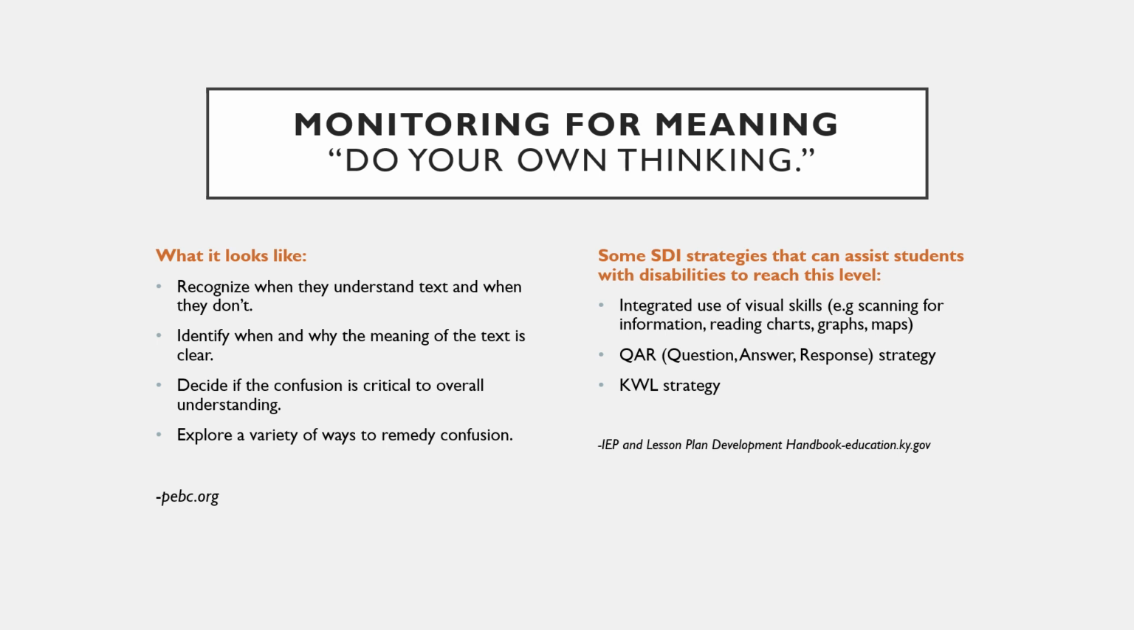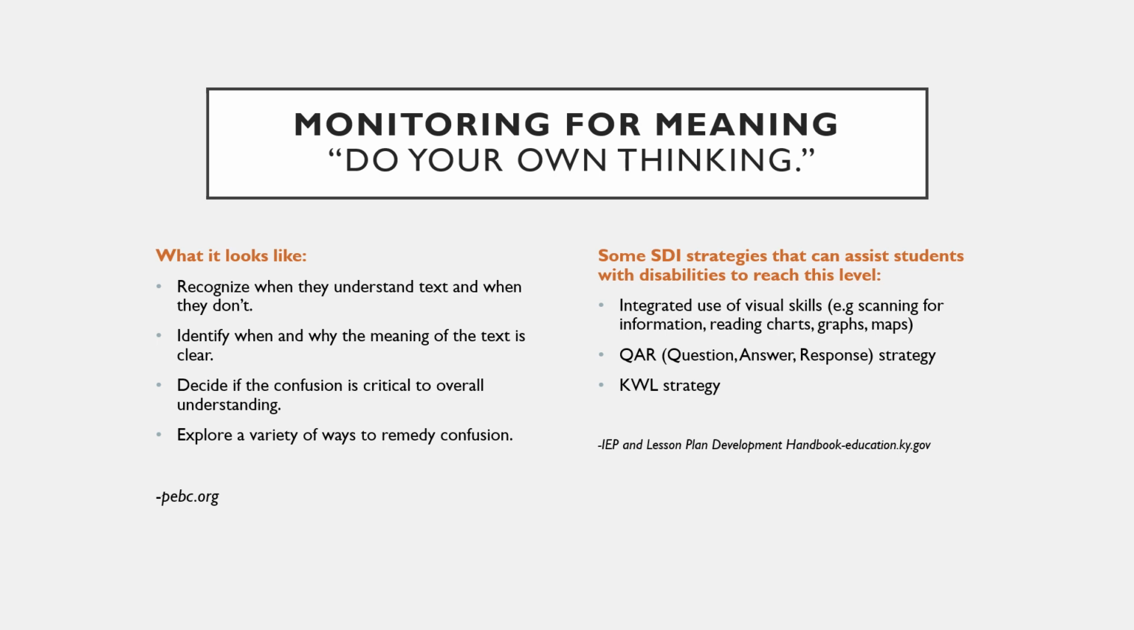So if there's just one small part of the text that they don't really understand, they would be able to decide, well, if I don't know this, am I still going to get the total understanding of what the author is wanting me to get? So they can decide if it's important or not, and if it's not, they don't even have to worry about trying to figure that small piece out. But our kids cannot sometimes decide if that's critical or not.